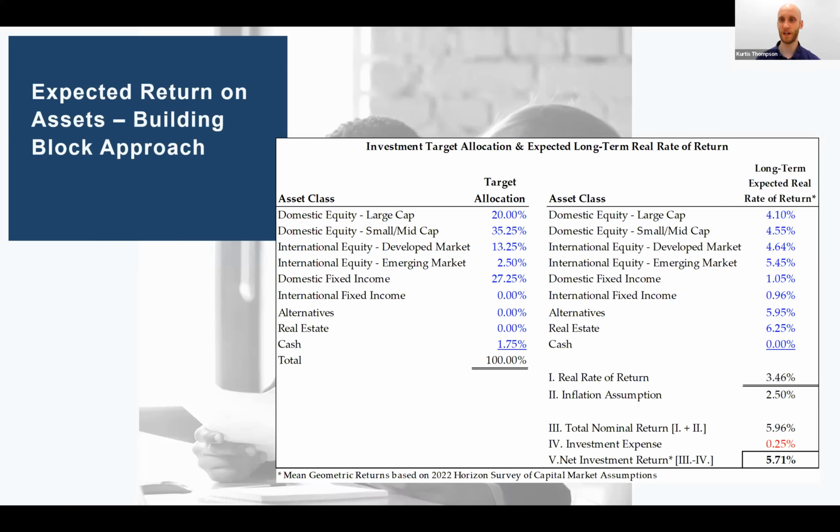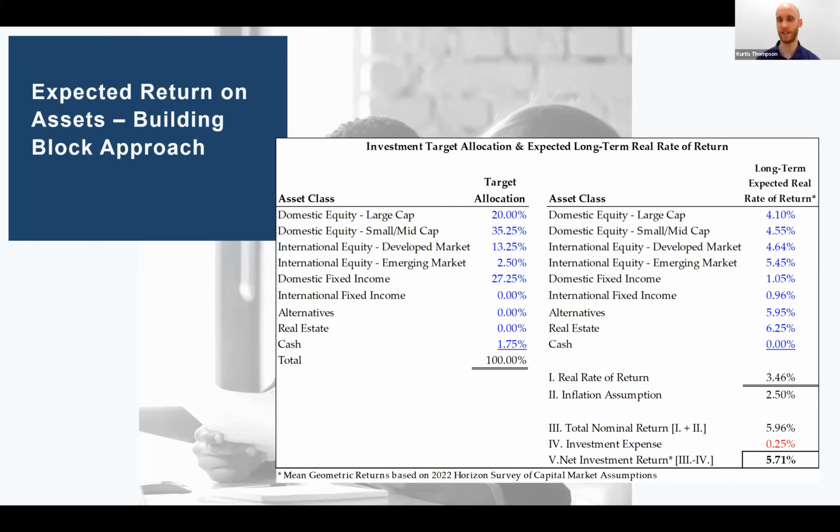And what a building block approach, and what every actuary is going to do on a retirement or OPEB valuation is use a building block approach. And essentially what that means is we take inflation out of the total return that we expect. So when we look at that first line, our domestic equity is 4.1%. That's after inflation. So if we add inflation back in, that really means that it's expecting 6.6%.